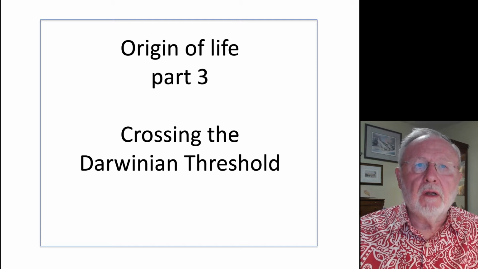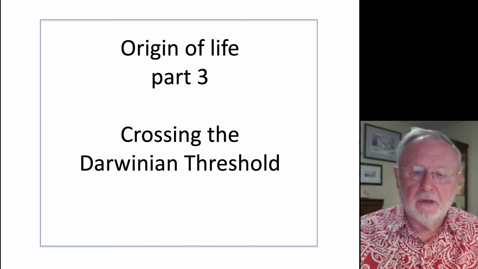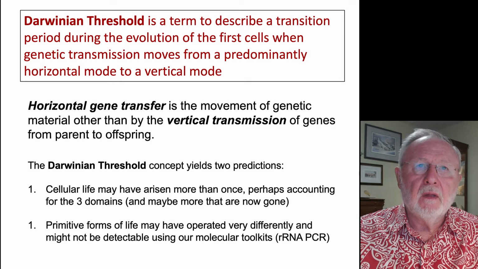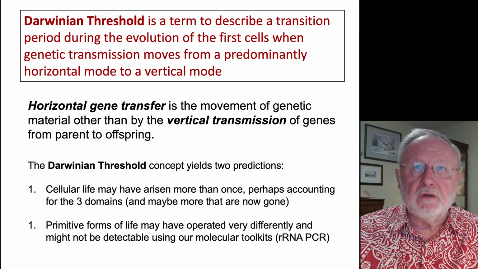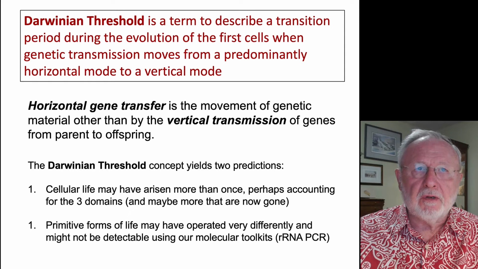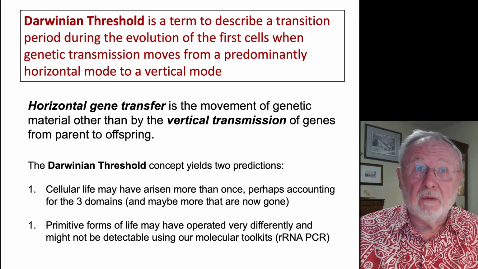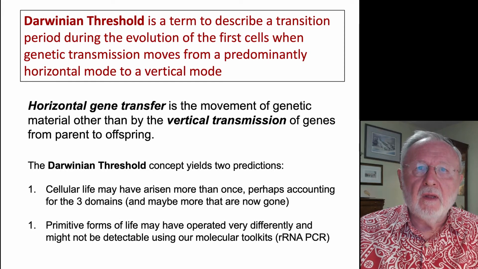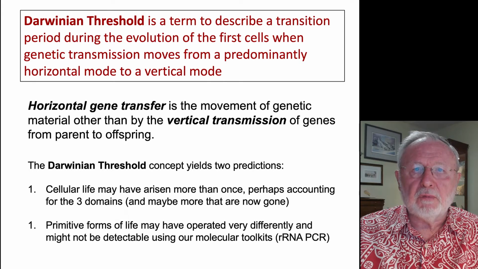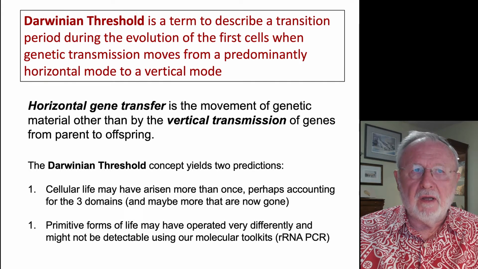Here in part 3, let's explore crossing the Darwinian threshold. The Darwinian threshold, as we had just learned, is a term to describe a transition period during the evolution of the first cells when genetic information goes from being predominantly transferred in a horizontal mode to a vertical mode. The horizontal gene transfer is the movement of genetic material and information other than by the vertical transmission of genes from parents to offspring. So vertical implies parent to offspring transmission.